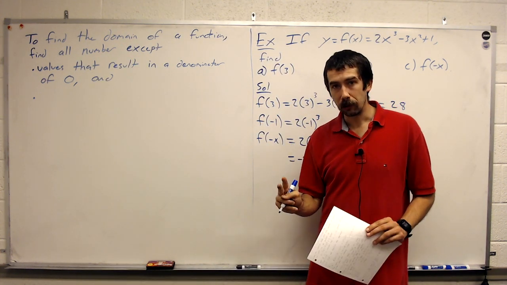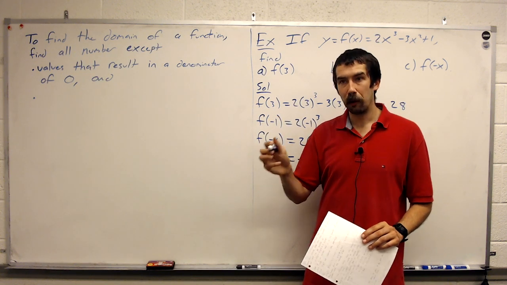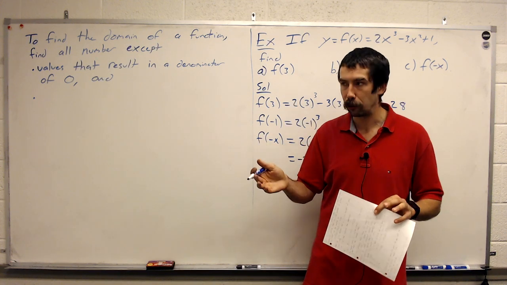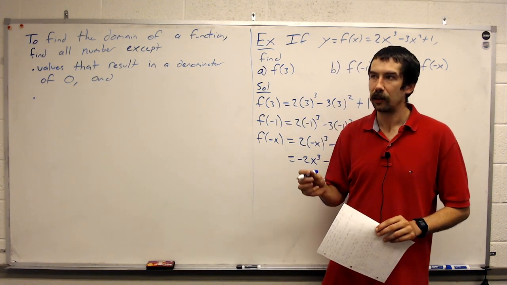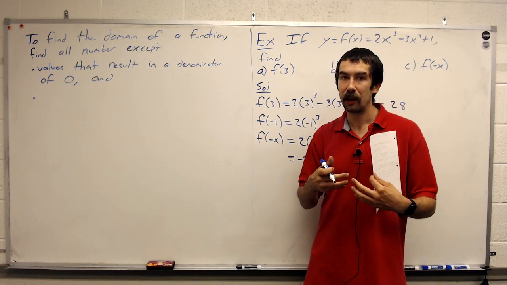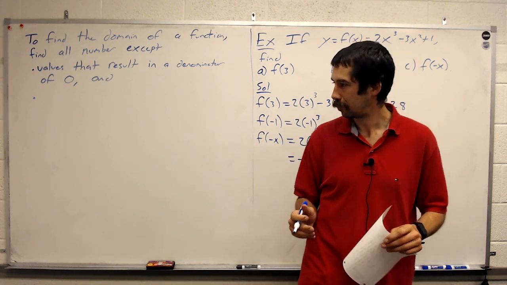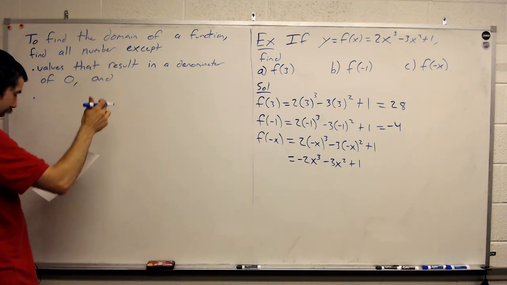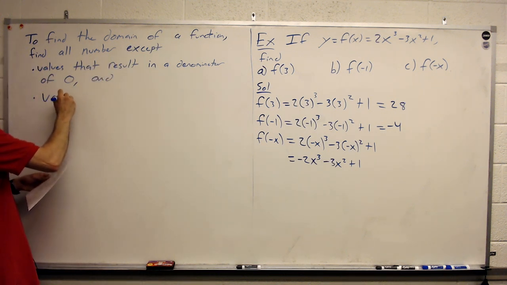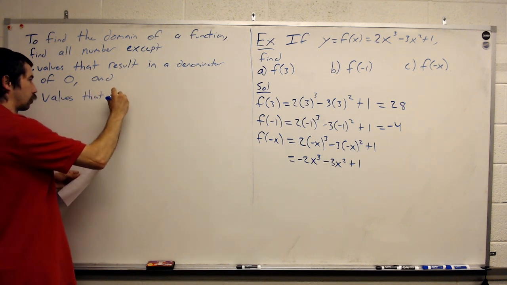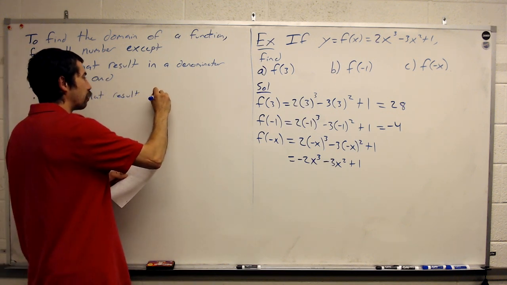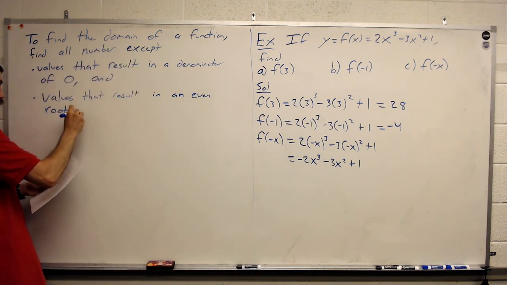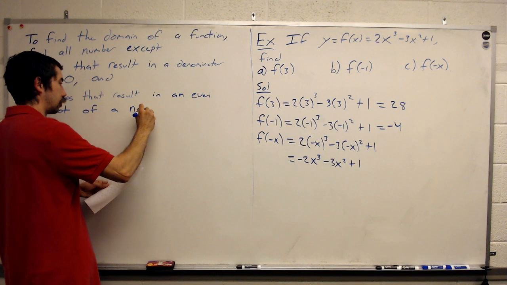Our second rule is you cannot take a square root or a fourth root or a sixth root or an eighth root, any even root of a negative number. There's no number when you multiply it by itself that gives you a negative. No real number. Okay, so the domain of the function, we find all numbers except values that result in an even root of a negative number.